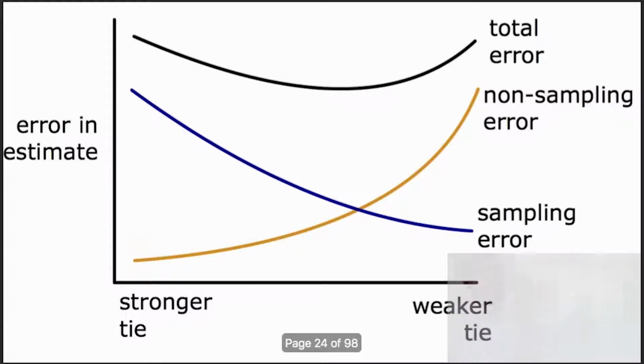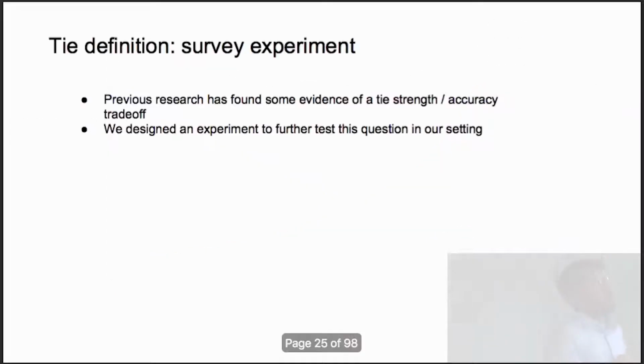Combined, these two predictions work in opposite directions, and that suggests that the total error, which is what we care about when we're trying to use reports to measure something, may be minimized at some kind of intermediate tie strength. So this is one way to think about the trade-offs that might be at play as we try different kinds of networks when we ask these questions on the survey.